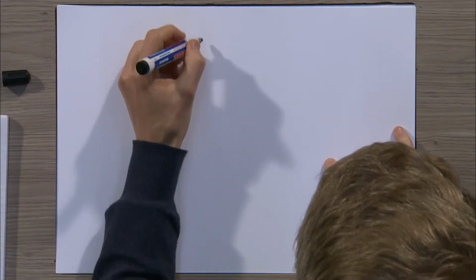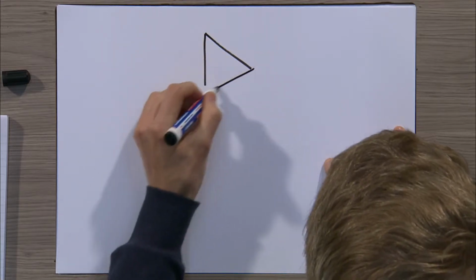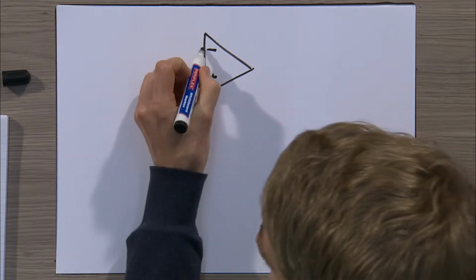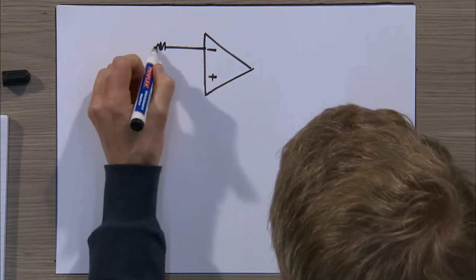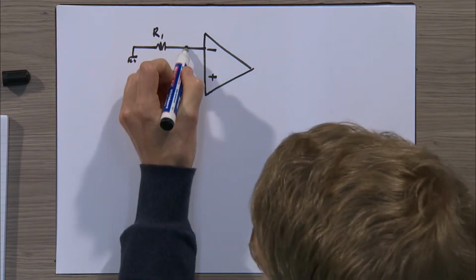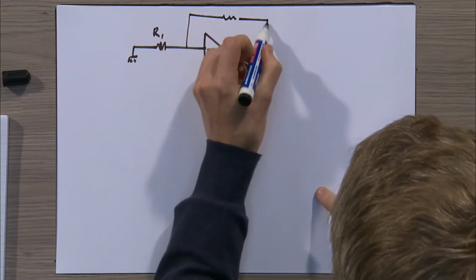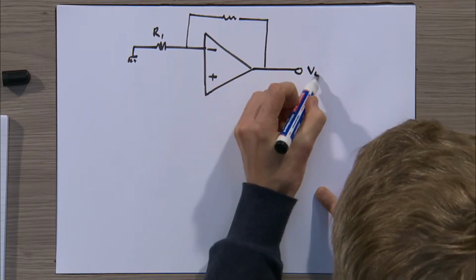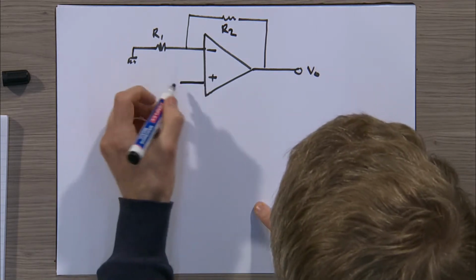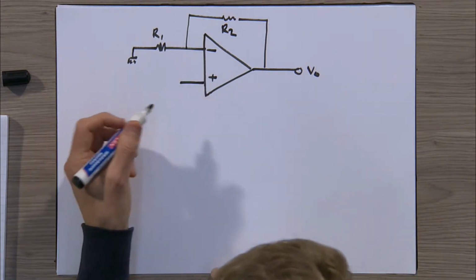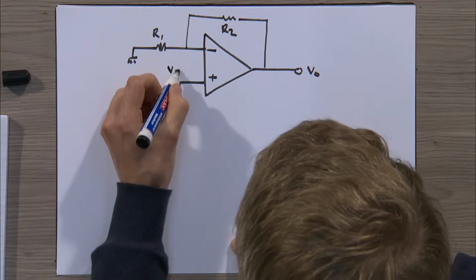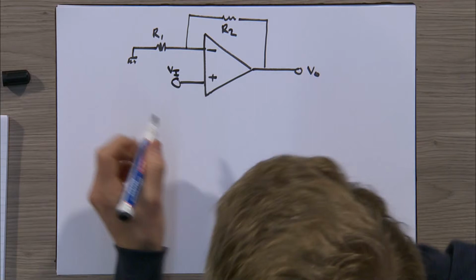Firstly, let's redraw our non-inverting operational amplifier. We still have negative feedback with R1 and R2. Our output, that's R2. But for the non-inverting operational amplifier, we apply our input voltage over here. So that's VI for V input.